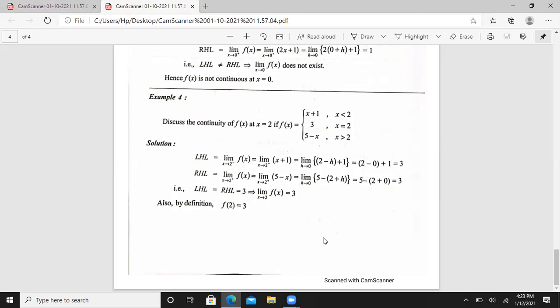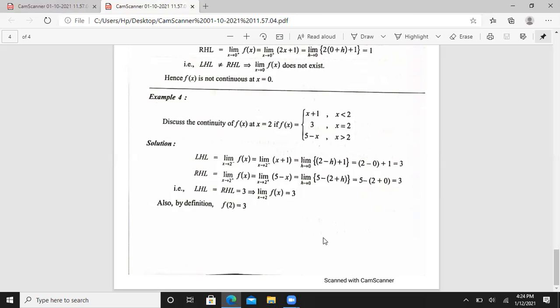First, discuss the continuity of the function f of x at x equal to 2, if f of x is equal to x plus 1 for x less than 2, then 3 at x equal to 2, then 5 minus x for x greater than 2. First take the LHL: the limit as x tends to 2 minus of x plus 1 is equal to the limit as h tends to 0 of 2 minus h plus 1. Then h tends to 0 means you take the h value as 0.